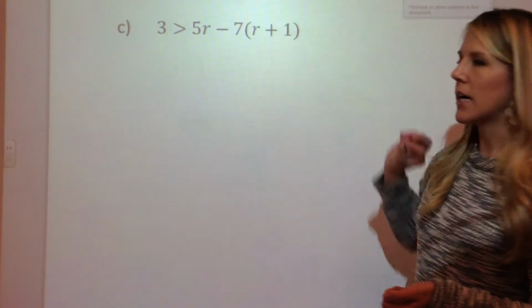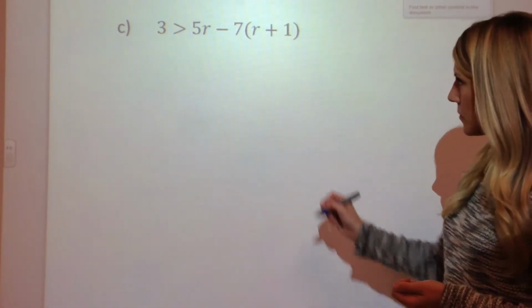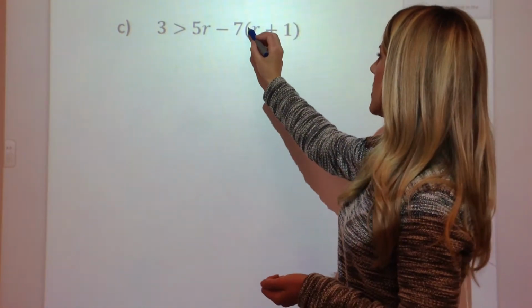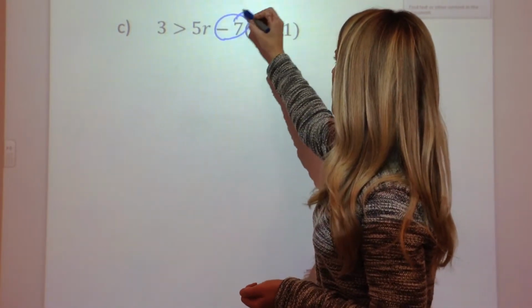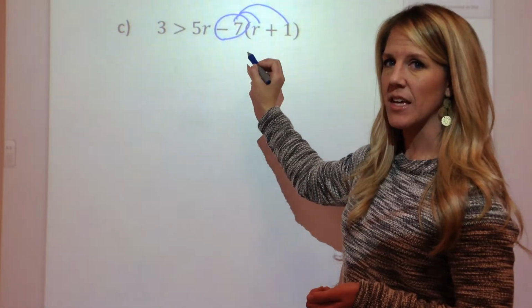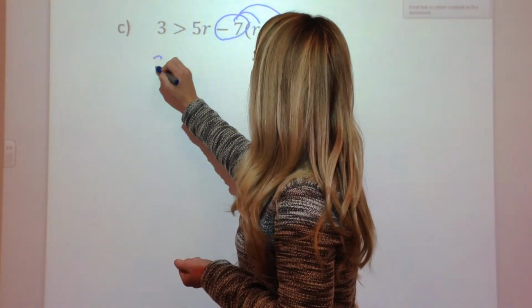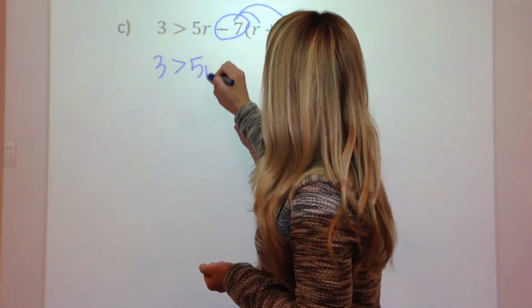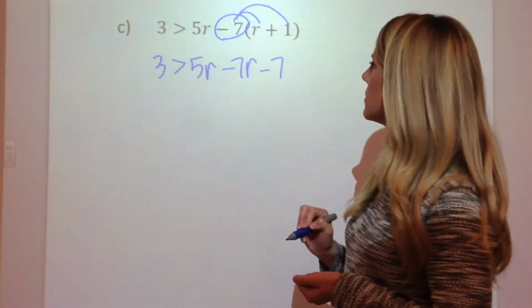The next one. If you notice on the right side, we've got to do a little bit of work before we can start to solve or get r by itself. So we have 5r minus 7 times the quantity of this. So let's start with the distributive property. Realize you are distributing a negative 7. The negative is with the 7, it's in front of 7. So 3 is greater than 5r, negative 7 times r, negative 7 times 1.